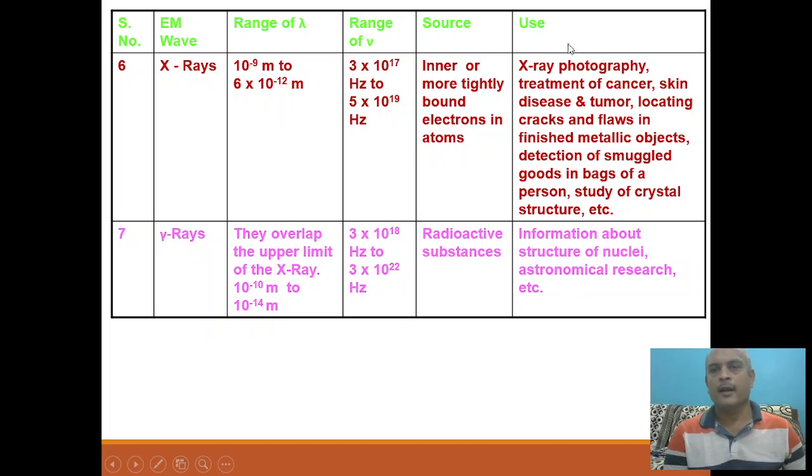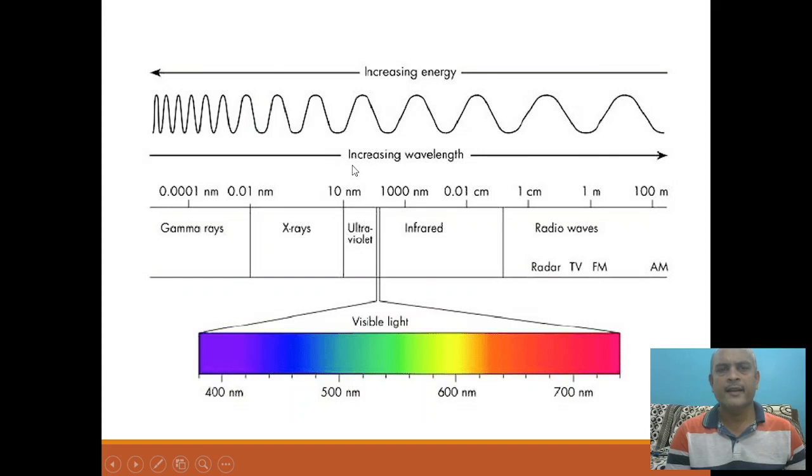This is a certain type of pictorial diagram from which we can know that when the frequency increases, we go from radio waves to gamma waves. In a very small portion, we get visible rays, and we know that red color has the highest wavelength in the visible region and violet the lowest wavelength. But beyond this, we have a broad spectrum of invisible region.